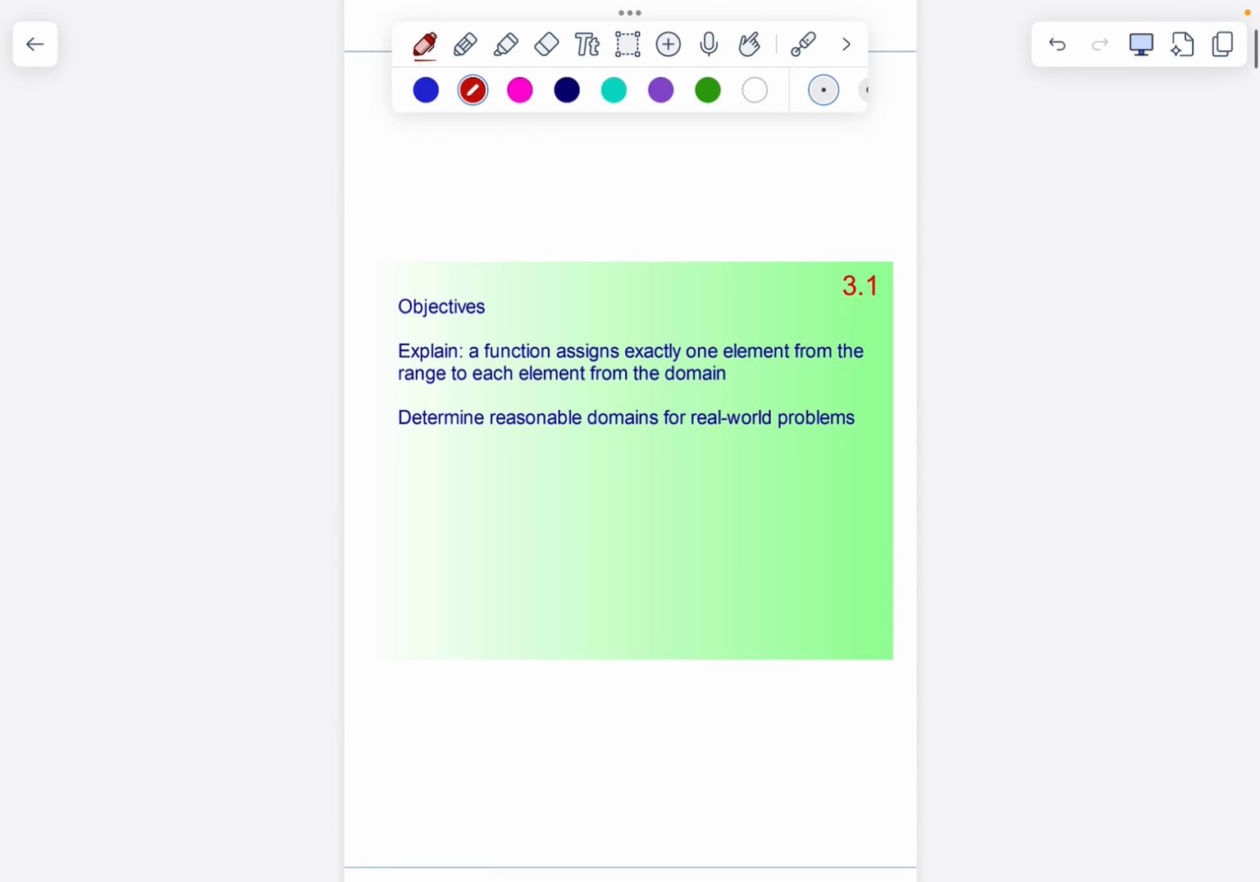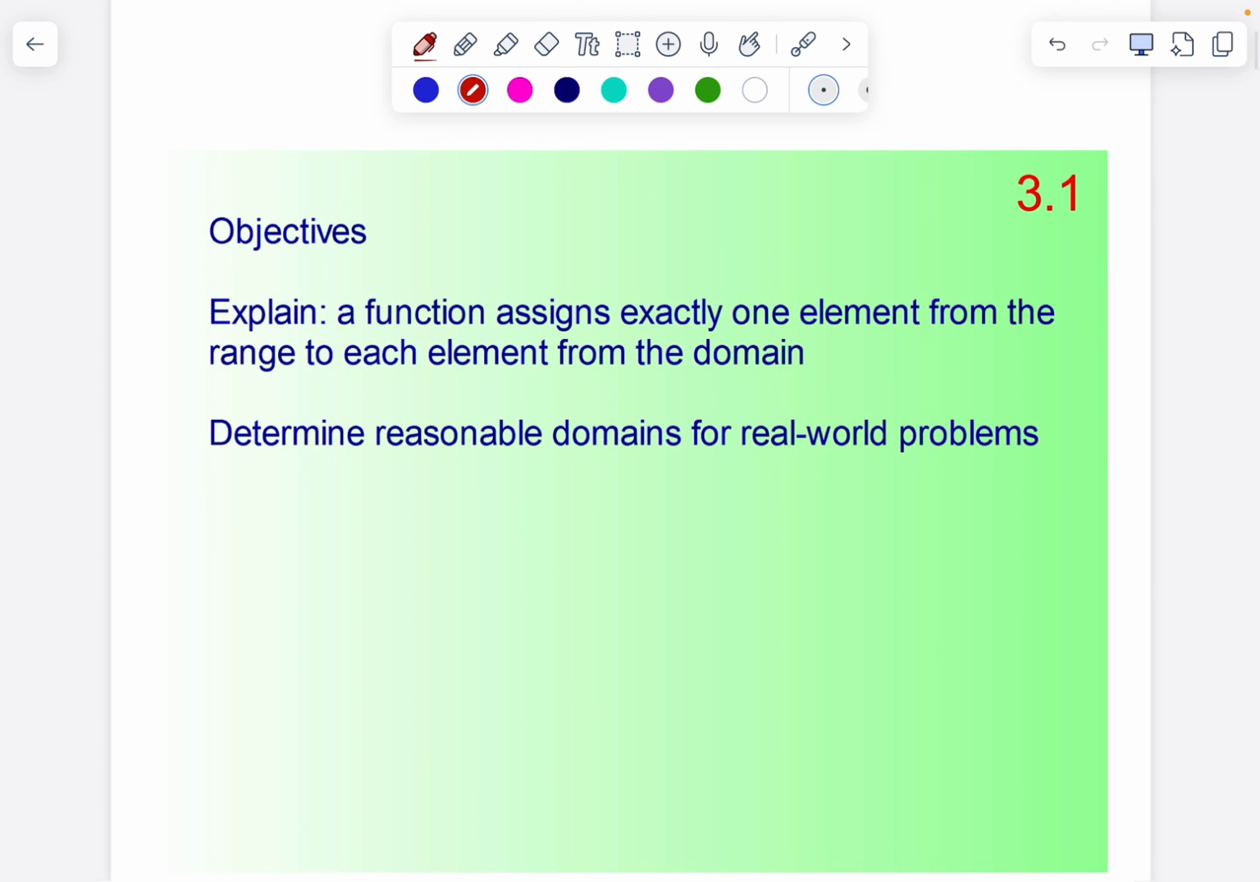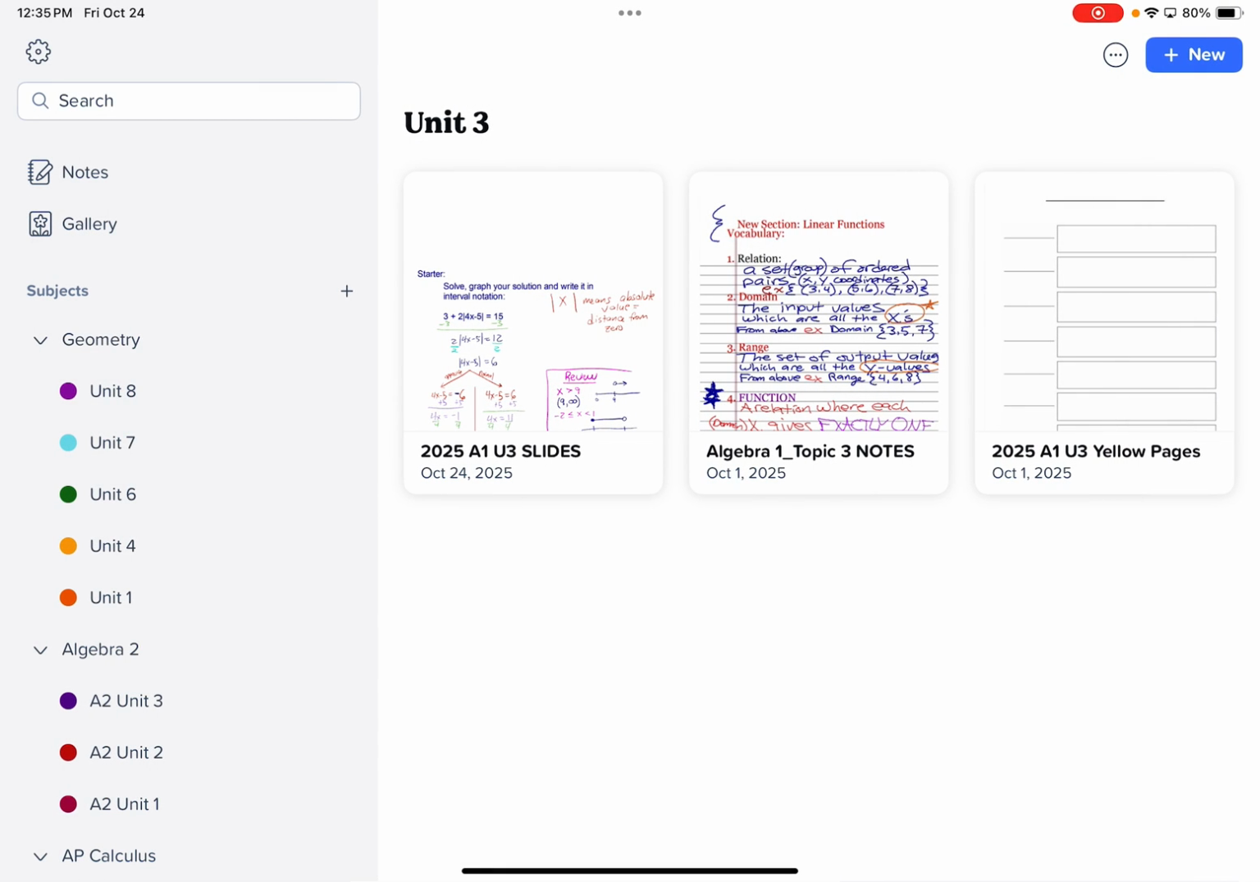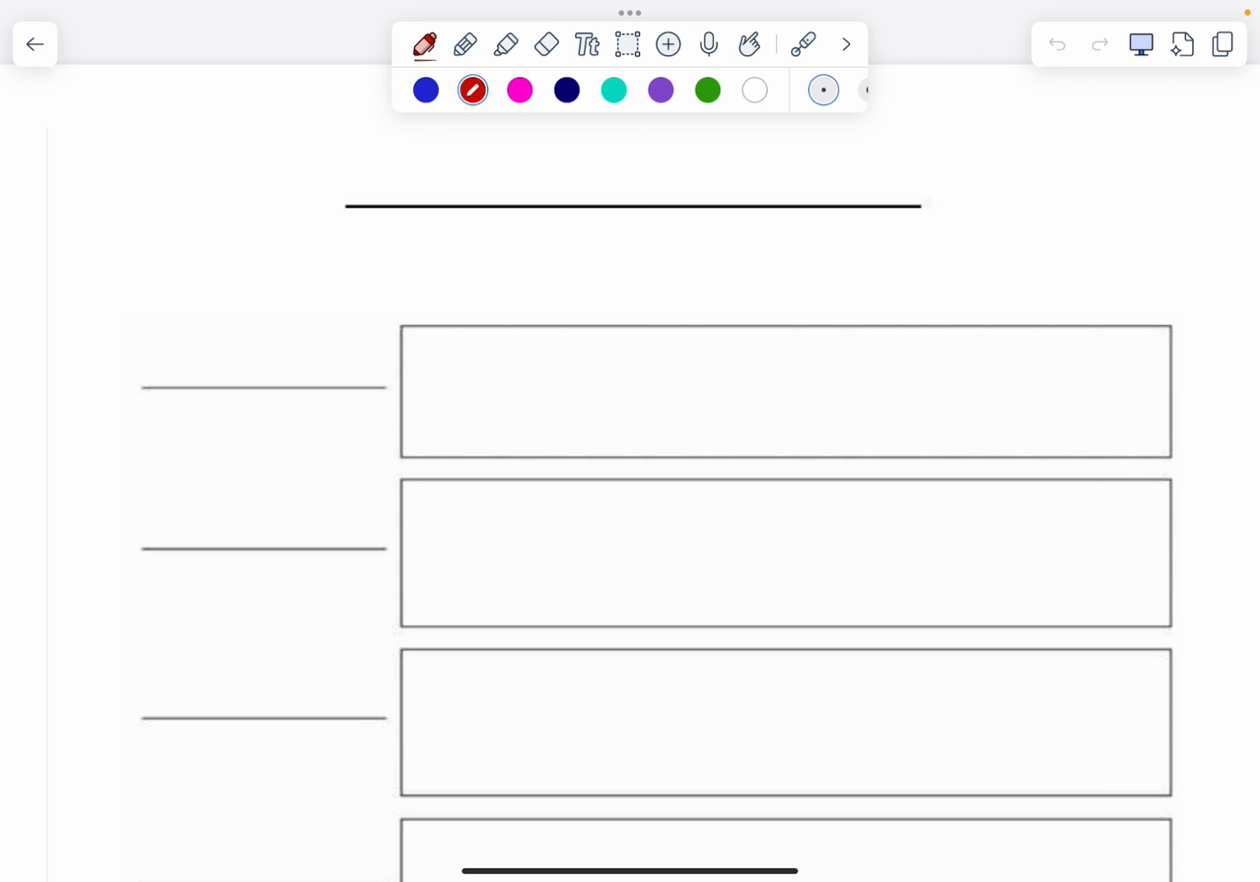All right, so Unit 3. Of course, we're going to have to be able to define a function. I'm going to give you that definition in your notes. And then we have these new words, domain and range, that I've told you about. And how do we use functions, all of that kind of stuff. So let's head there and start writing.